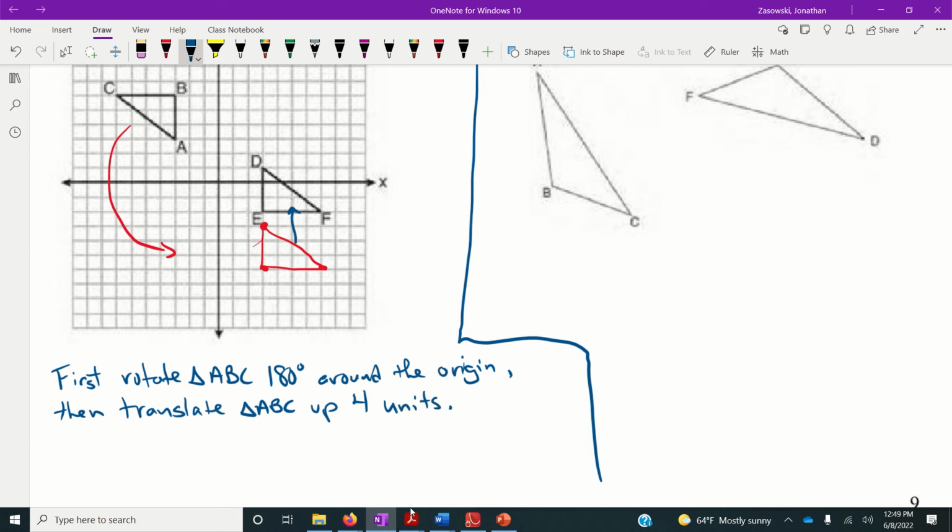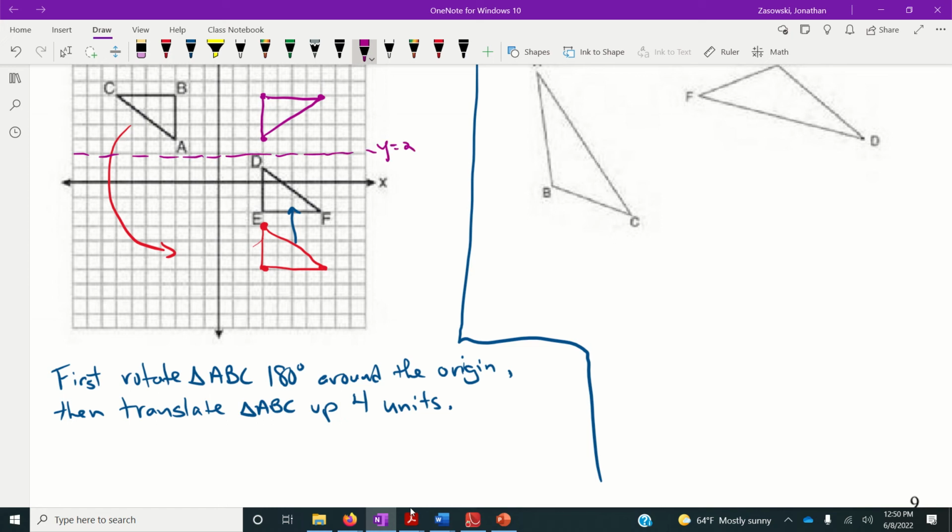You also could have done this a different way. If you thought about it for a second, you could have reflected this triangle over the y-axis, right? And got B to go here, A to go here, and C to reflect over here. And then all I have to do is use another reflection, and notice that the mirror is actually going to be this line right here. And this is the line y equals 2.